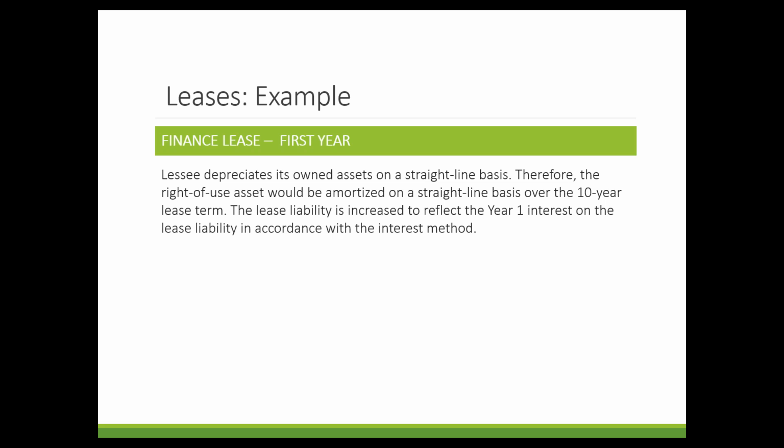And so what are those first entries going to look like? Under the finance lease, the lessee depreciates its asset on a straight line basis. So therefore, the right-of-use asset would be amortized on a straight line basis over the 10-year lease term in this example. And the lease liability increases in year 1 to reflect the interest on the liability.